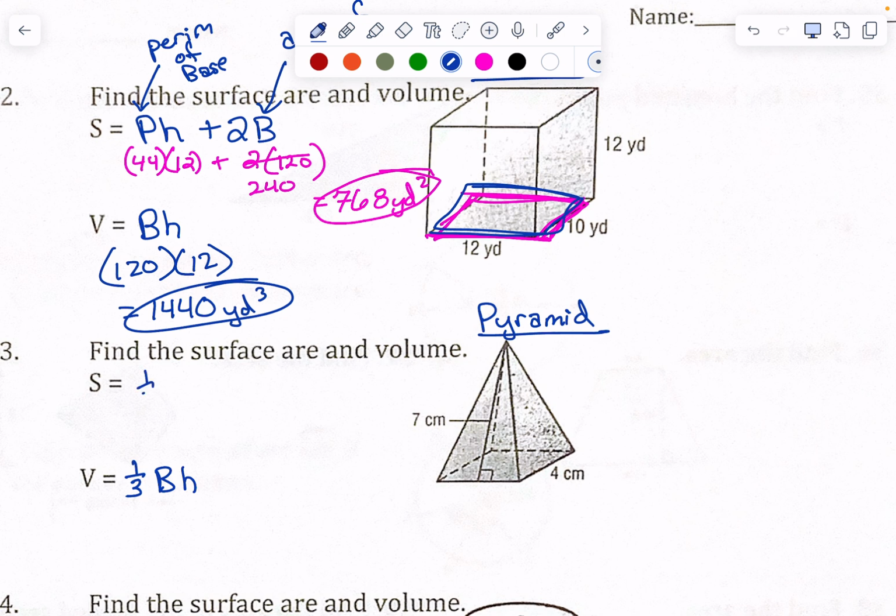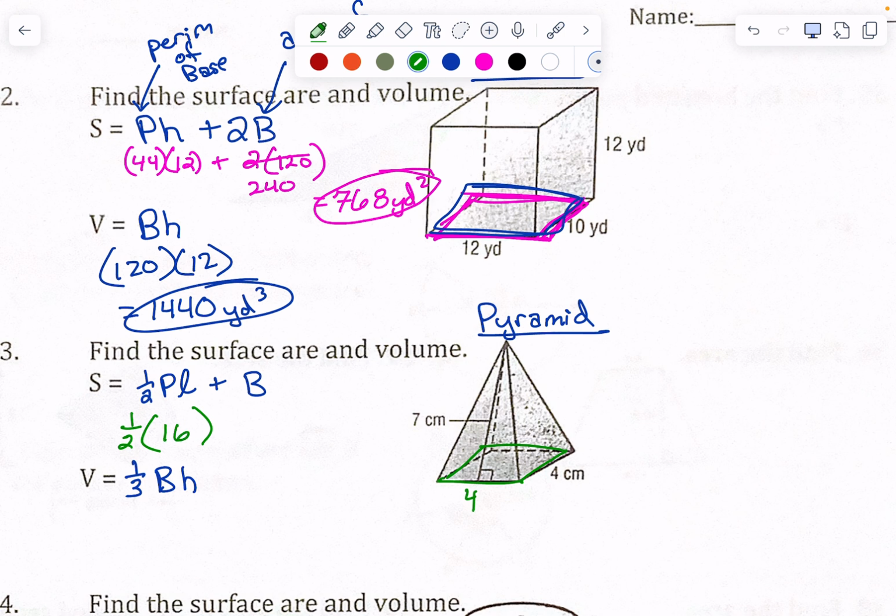1/2 P L, plus base, plus capital B. Half of the perimeter times the slant height plus capital B. So 1/2 the perimeter of the base. This is a square pyramid. They don't say that, but they only give me one dimension, so I'm going to assume it's 4. What's the perimeter of the base?